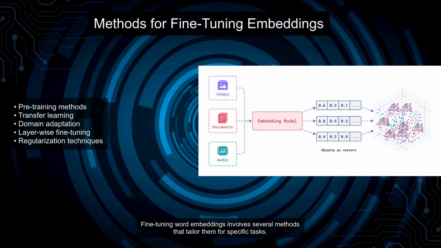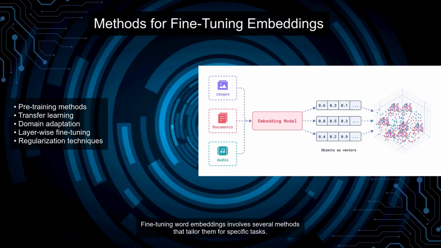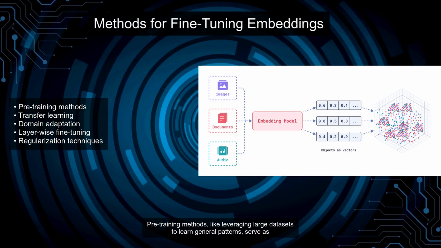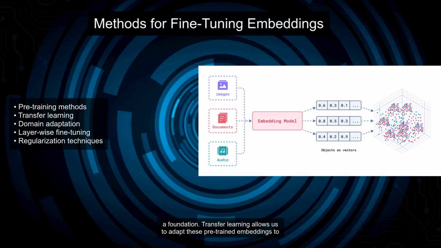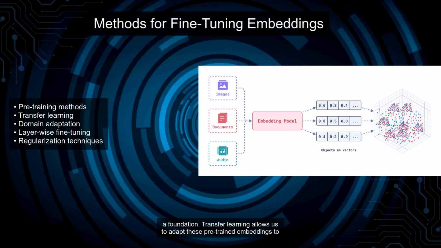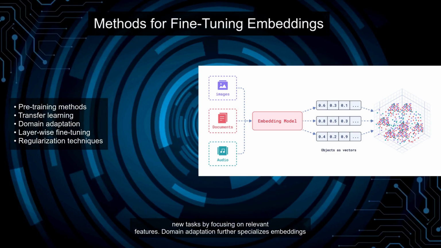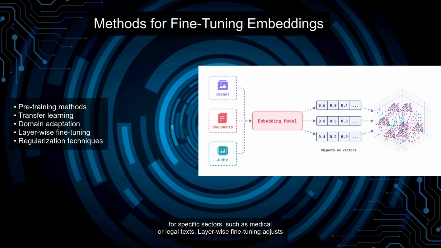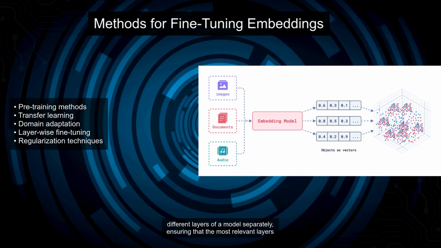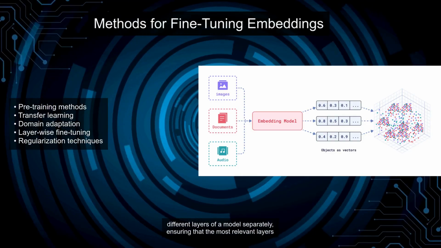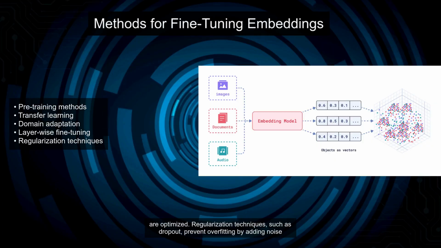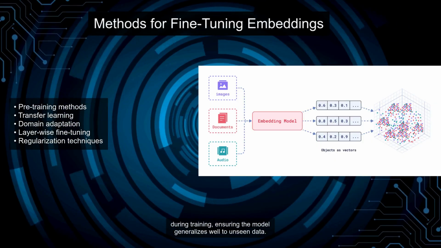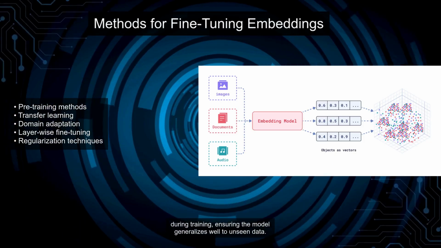Fine-tuning word embeddings involves several methods that tailor them for specific tasks. Pre-training methods, like leveraging large datasets to learn general patterns, serve as a foundation. Transfer learning allows us to adapt these pre-trained embeddings to new tasks by focusing on relevant features. Domain adaptation further specializes embeddings for specific sectors, such as medical or legal texts. Layer-wise fine-tuning adjusts different layers of a model separately, ensuring that the most relevant layers are optimized. Regularization techniques, such as dropout, prevent overfitting by adding noise during training, ensuring the model generalizes well to unseen data.